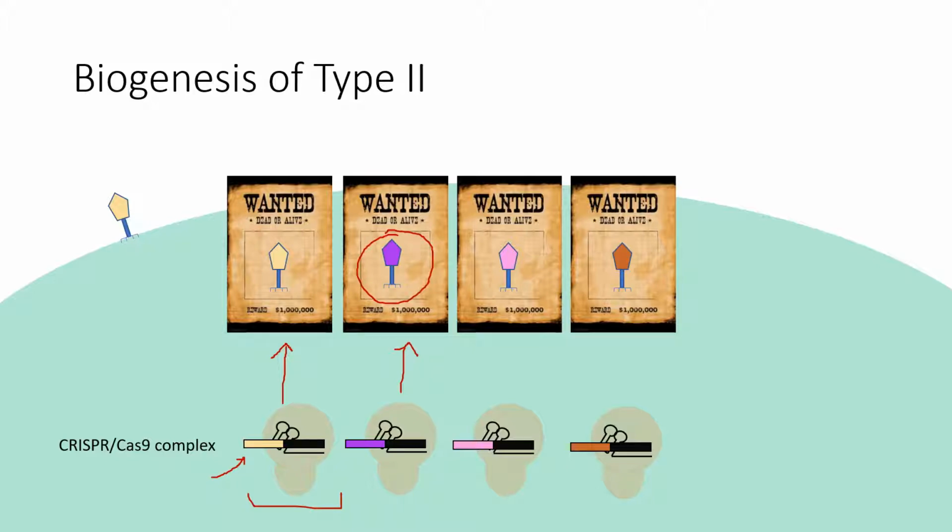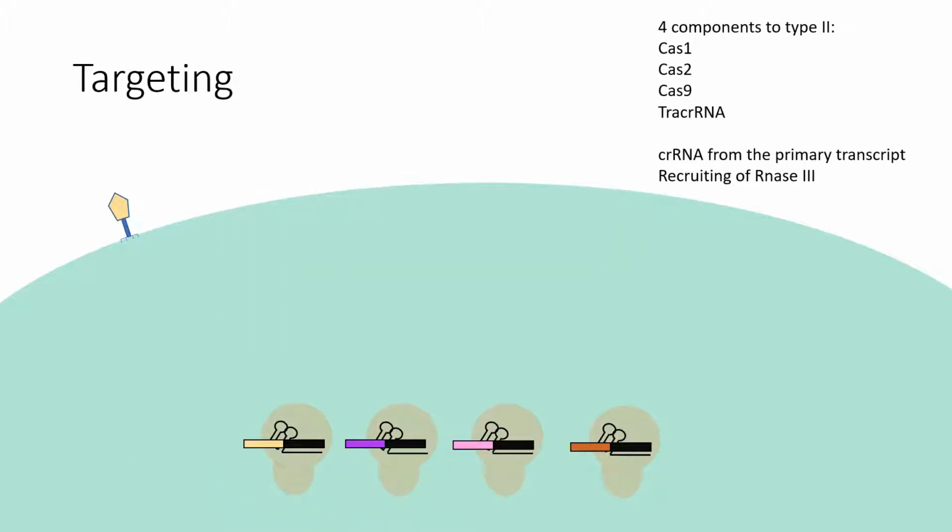So it took a piece of that virus during that first step, and now it can go ahead and attack it. You can see that this system's pretty easy. It has 4 components. Cas1 and 2 are used in the acquisition step, taking that viral DNA. Cas9 and the tracer are used in biogenesis and targeting. And then the primary transcript is really that giant mRNA that's formed, and it recruits that RNase 3 from the bacteria that already has it floating around.